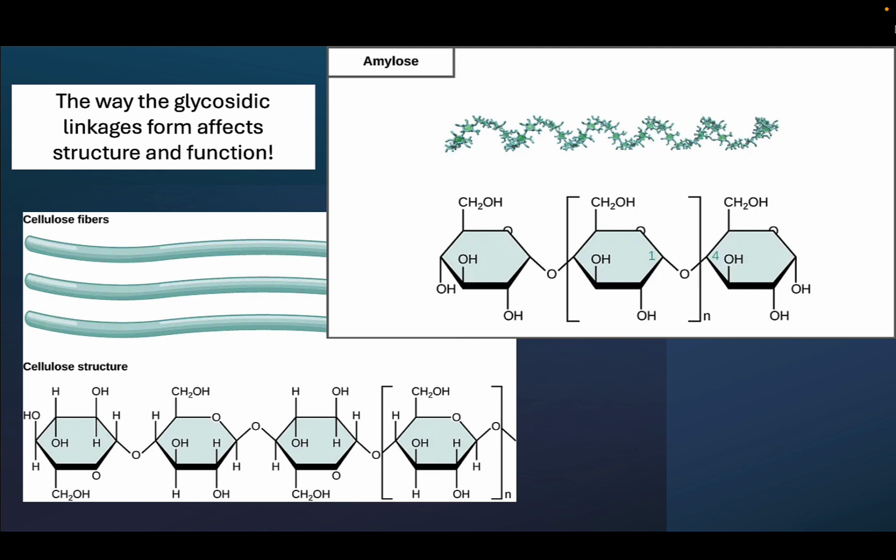But amylose, this is used for storage in plants. This is all those nice 1,4 glycosidic linkages. And this is what plants use for more easily digestible food. And this is that kind of easy starch that when animals consume a plant product, they're kind of looking for something more like amylose. The way the glycosidic linkages are formed affects these structures. Amylose makes a coil compared to the fibers. That makes it easier to break down.